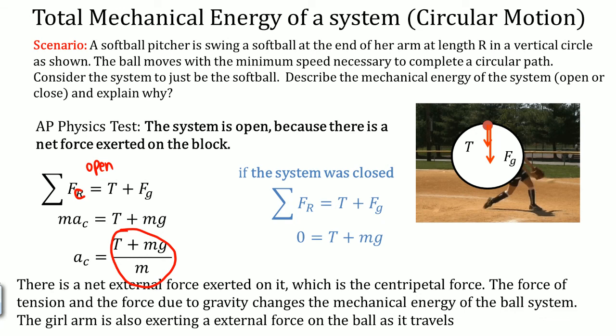All right, there you go. That is everything that you need to know about the open and closed system.